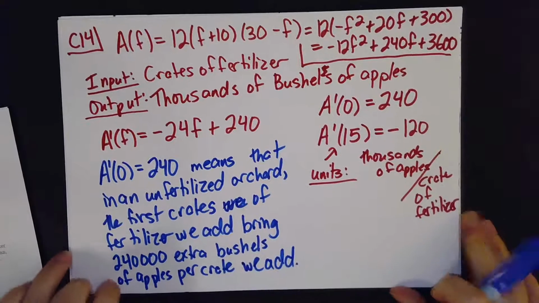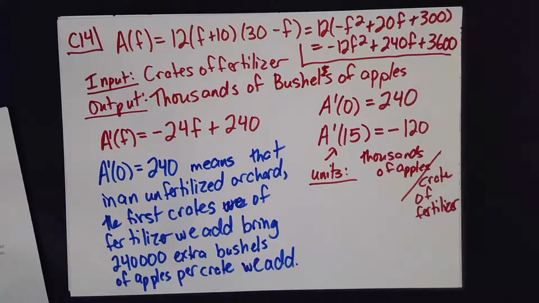So that's great. Seems good. One box of fertilizer gets us 240,000 extra bushels of apples. Sounds like a good deal.